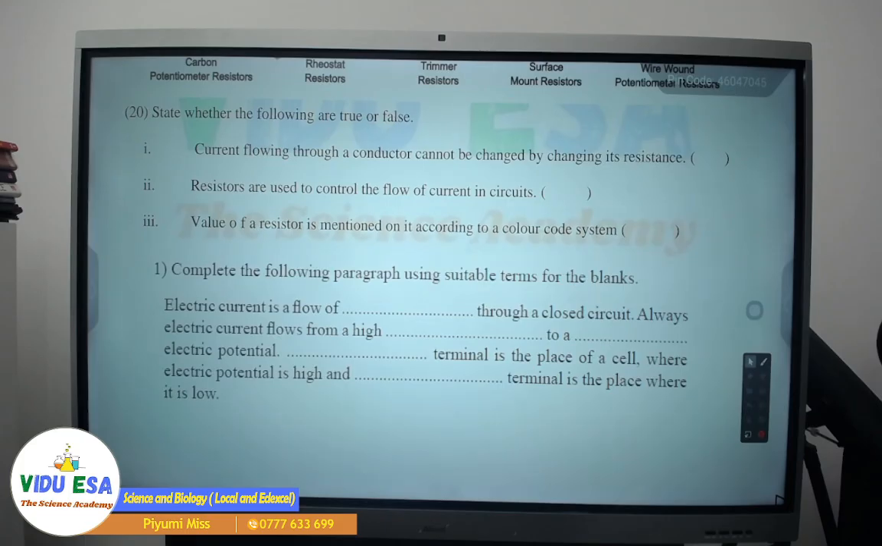Today I am going to present about temporary magnets and permanent magnets. There are two main types of magnets when considering their uses. They are temporary magnets and permanent magnets. Let's see the activity through which we will be able to learn more about temporary magnets and permanent magnets.